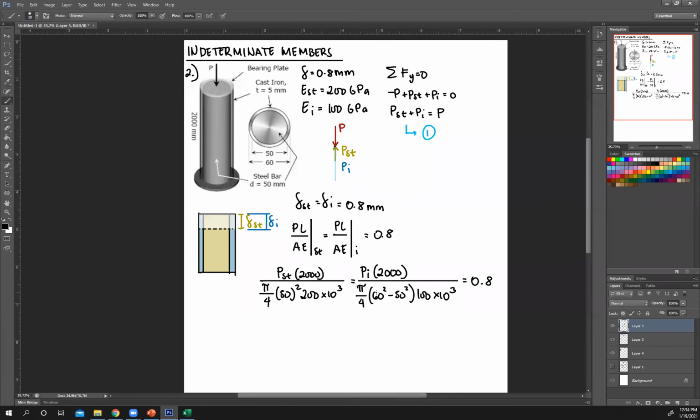Now what? Well, I can equate this to this, then I can solve for PST. Then I can equate this to this, and I can solve for PI, right? So please solve what's PST and what's PI.